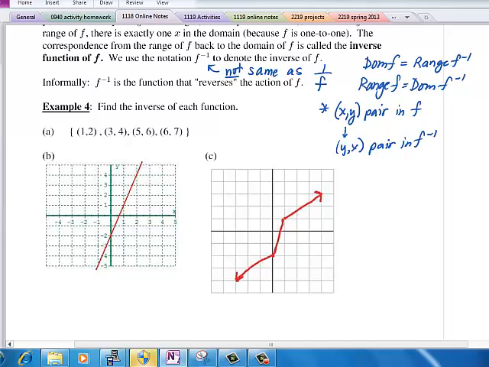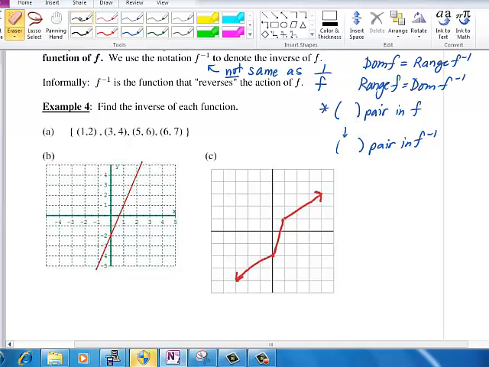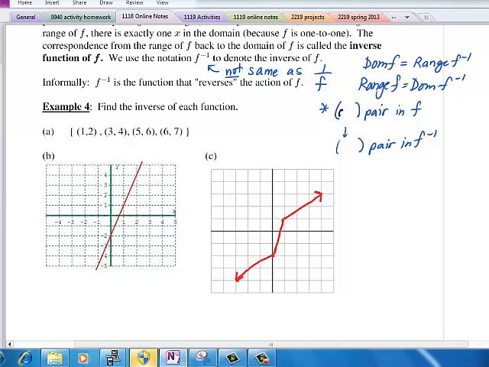Instead of x's and y's, let's use a's and b's. I think that might be less confusing, because we're still going to call our inputs x, whether we're talking about f or f inverse. So if I have a coordinate pair AB in f, then I have the pair BA in f inverse. Another way to say it is if f of A equals B, then f inverse of B is A.